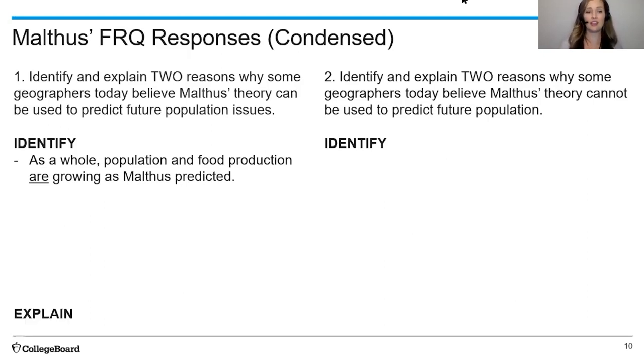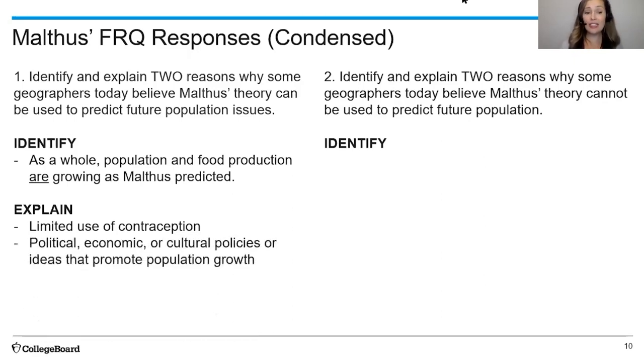Now, what would explain this in the world today? Well, we have limited use of contraception or birth control in certain parts of the world. There are political, economic, and or cultural policies or ideas that still promote population growth in certain parts of the world. Some places still have tremendous value in producing large families, and that ideal and that ethic has not gone away. We also discussed how certain population policies may encourage people to have more children. Some countries are still in stage 2 or 3 of the DTM, as you learned in the previous lesson. So if they're still in that state, they are still experiencing very high population growth.